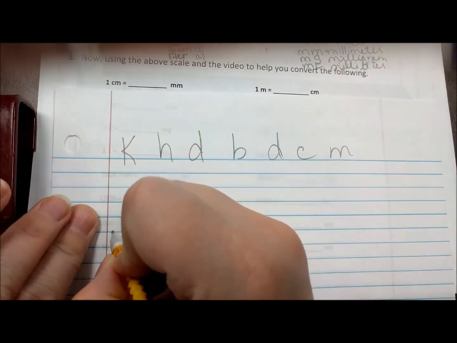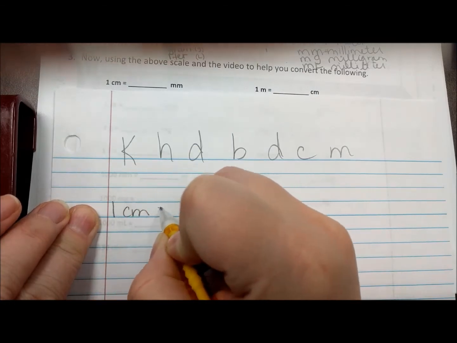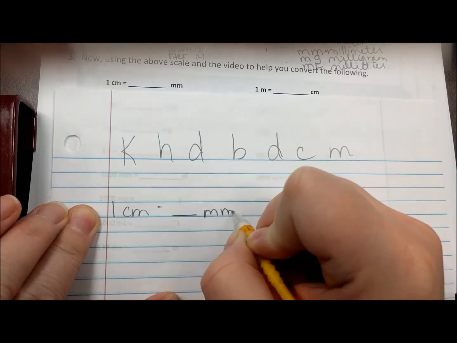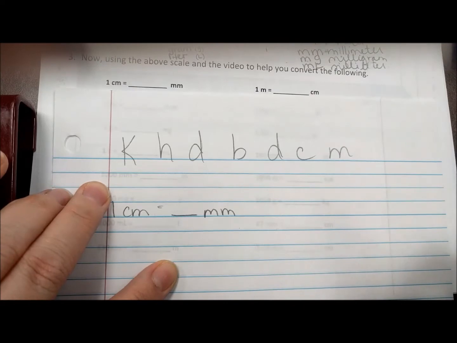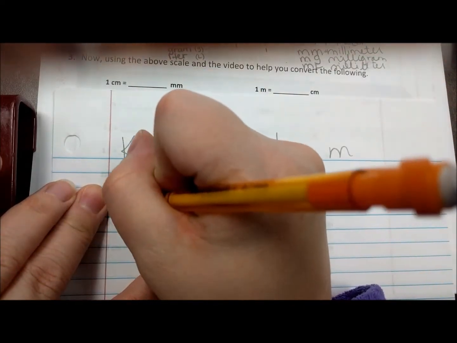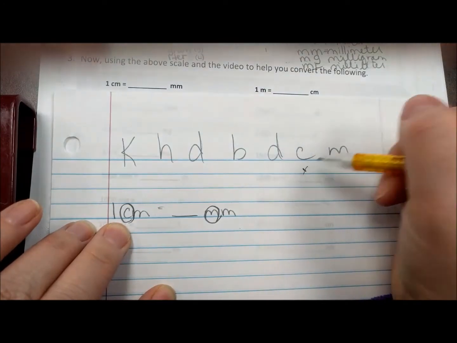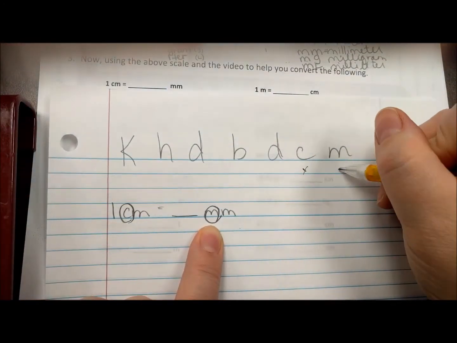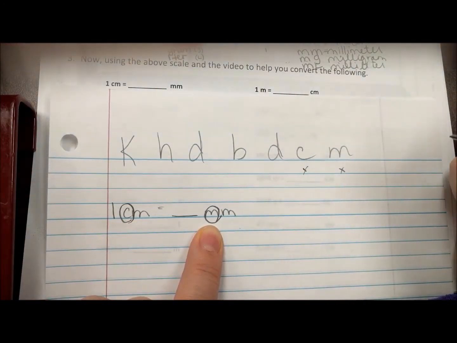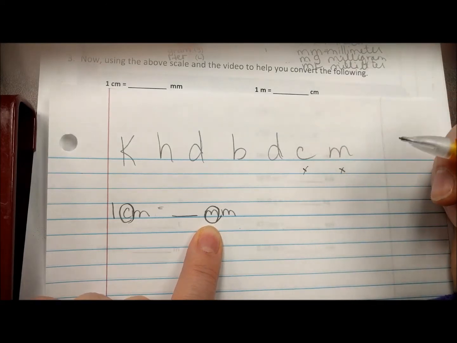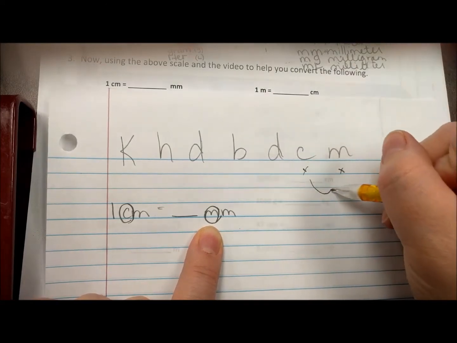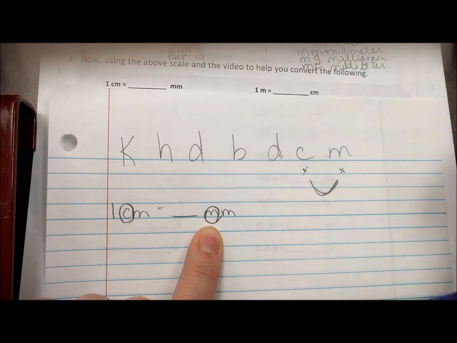So it says, I have 1 cm. How many millimeters is that? So what you're going to do is you're going to find the C. So you're going to look at the prefix here, right? You're going to find the C is right here, and you're going to find the M is right here. And you're going to see how many spaces away from each other they are. They are 1 space away from each other. Does that make sense?